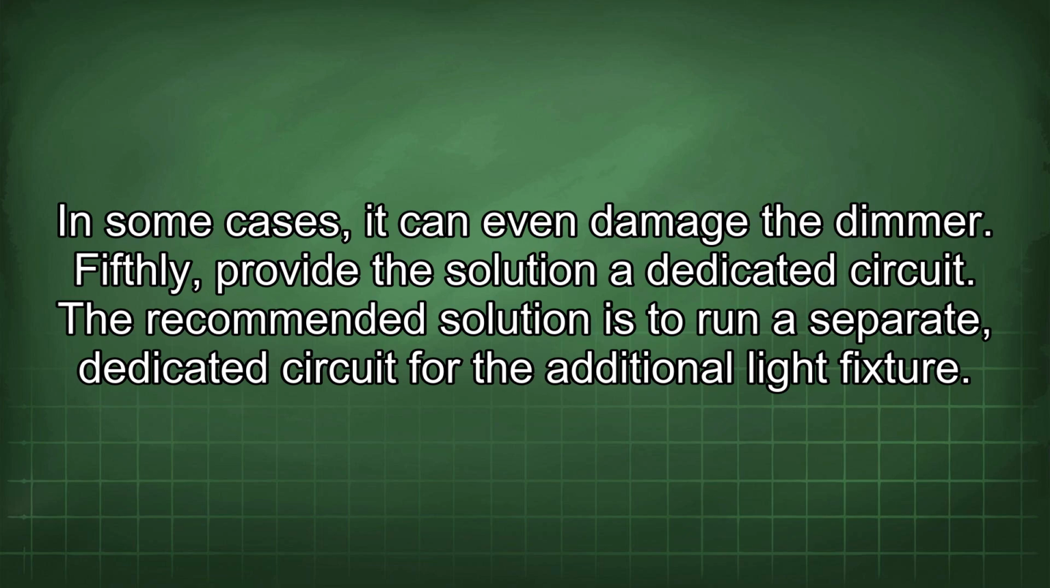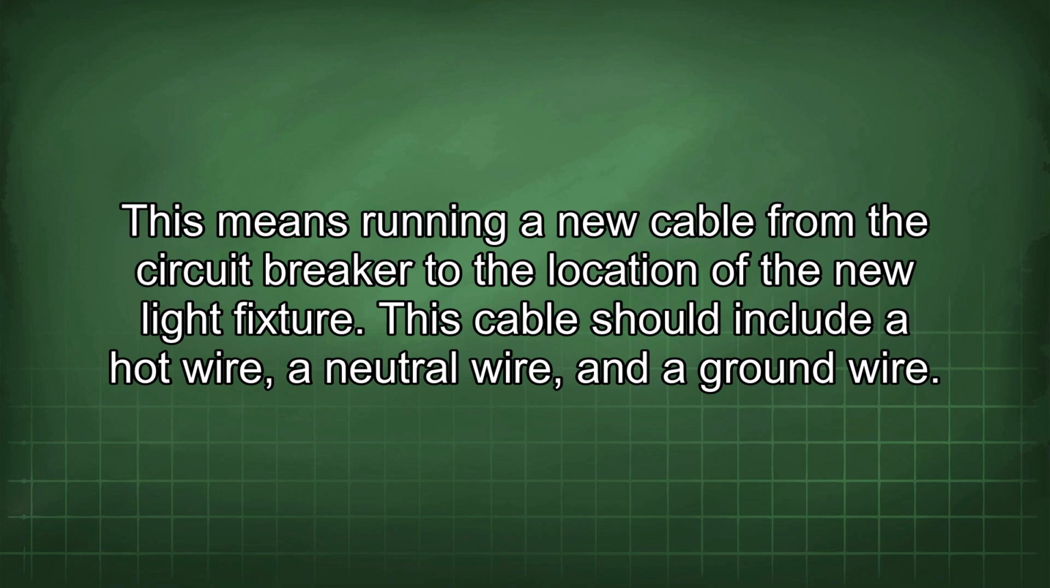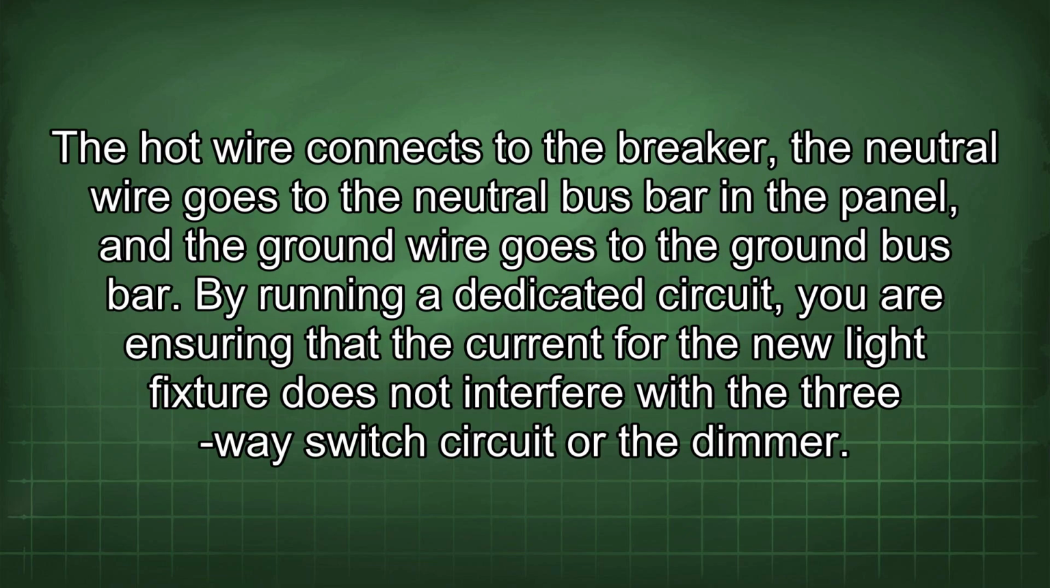Fifthly, provide the solution: a dedicated circuit. The recommended solution is to run a separate dedicated circuit for the additional light fixture. This means running a new cable from the circuit breaker to the location of the new light fixture. This cable should include a hot wire, a neutral wire, and a ground wire. The hot wire connects to the breaker, the neutral wire goes to the neutral bus bar in the panel, and the ground wire goes to the ground bus bar. By running a dedicated circuit, you are ensuring that the current for the new light fixture does not interfere with the three-way switch circuit or the dimmer.